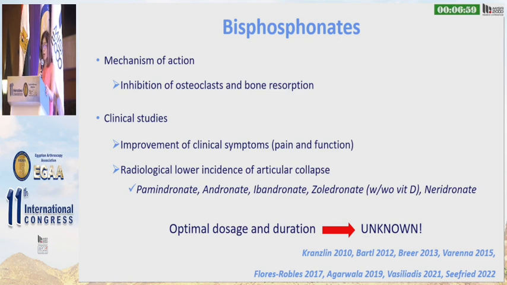Different drugs have been tested: pamidronate, alendronate, ibandronate, and zoledronate, with or without vitamin D. The most effective appears to be the neridronate, but the truth is, we don't know the optimal dosage and duration. So neridronate was first used intravenous. Now you can do it like intramuscular injection, but we do not really have a real algorithm for treatment with them.